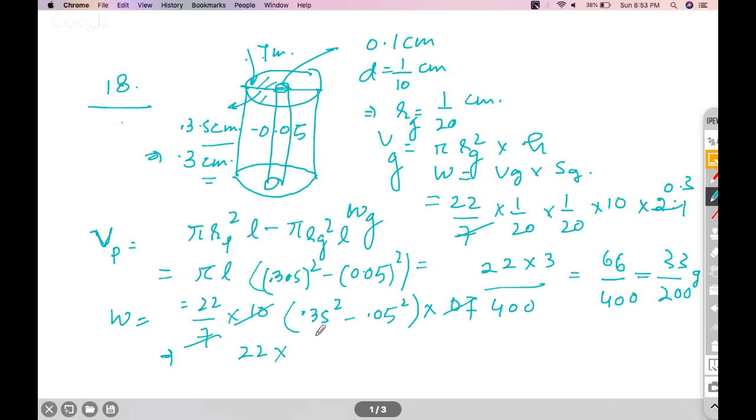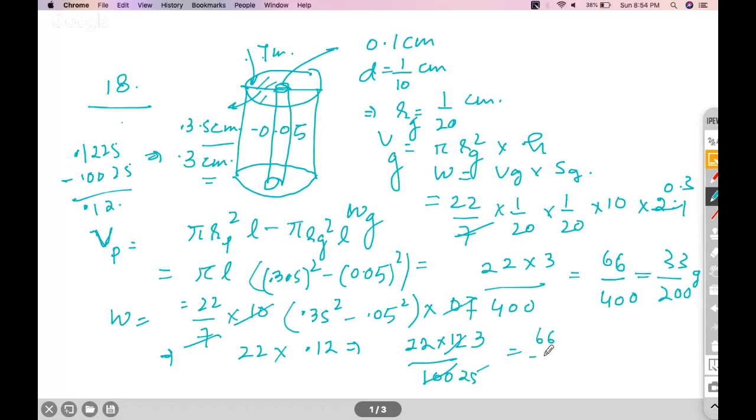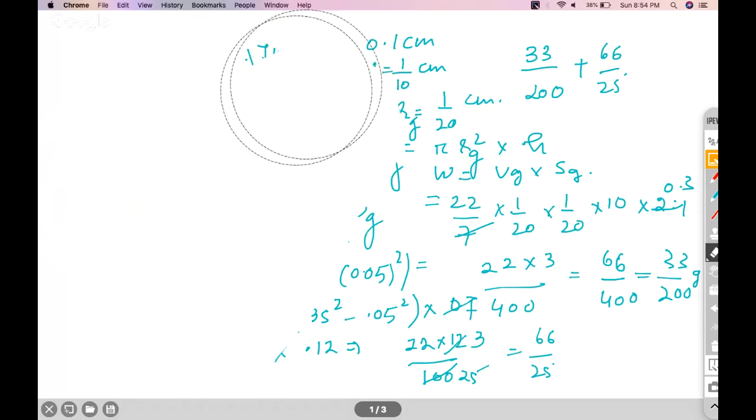This is 22 multiplied by how much? So 0.35 square is 0.1225 minus 0.05 square is 0.0025. So this gives me nothing but 0.12. So 22 into 0.12, this gives me an answer of, or 22 into 12 divided by 100. So this gives me 3 divided by 25. So 66 divided by 25. Now you can add 33 divided by 200 and 66 divided by 25. This is your answer. I'm not getting into too much of calculation. So this is how you have to solve cylindrical questions.